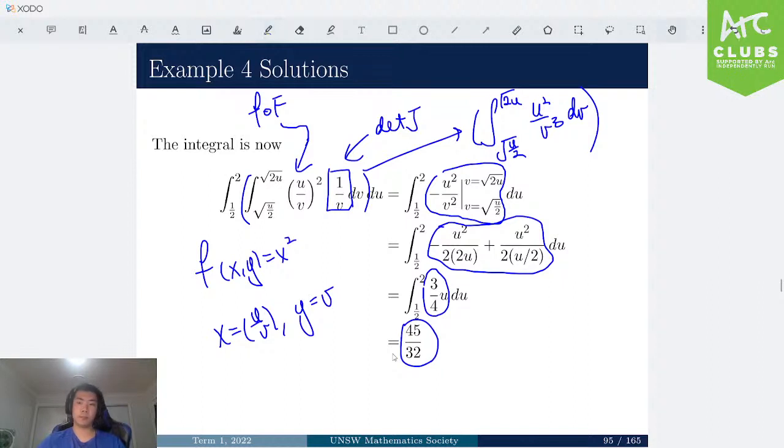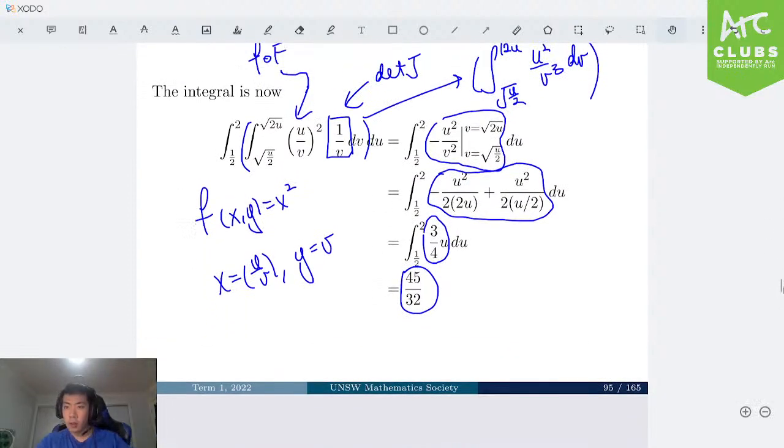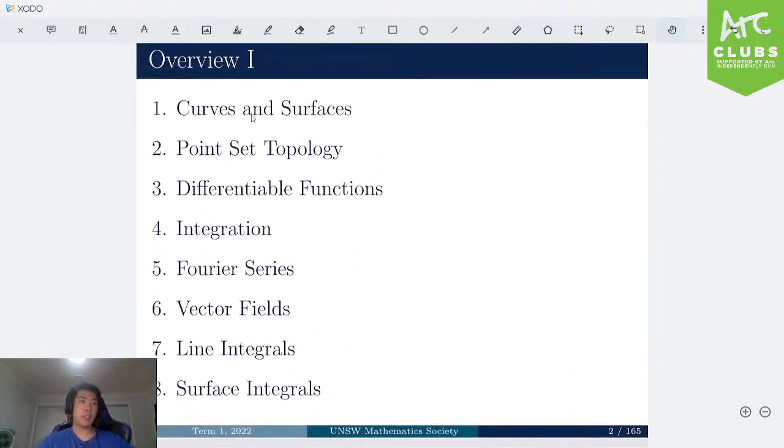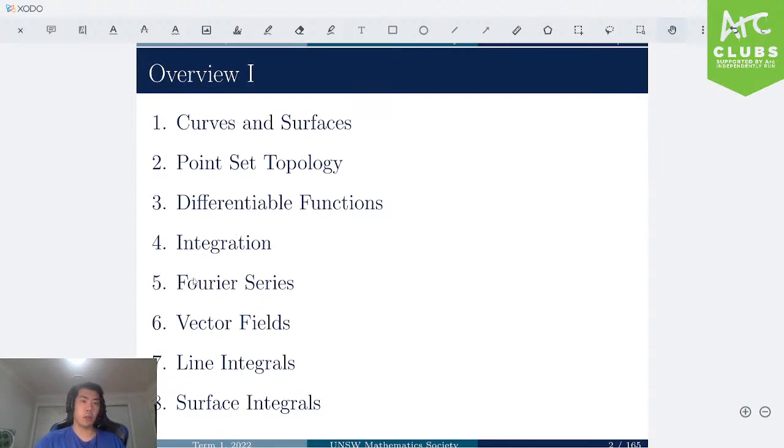Alright? And yeah, that pretty much concludes it. Right, that concludes it for integration as well. So again, a brief overview of what we did today. We went through curves and surfaces, point set topology, differentiable functions, and integration. On Wednesday, we'll be going through the remaining 4 topics. I'll be covering Fourier series, and Steve will be covering chapter 6 through to 8.